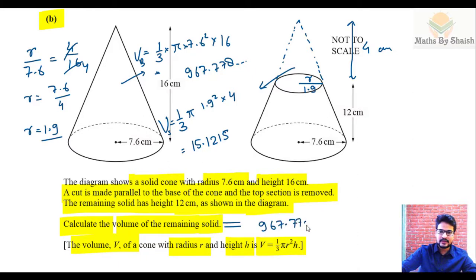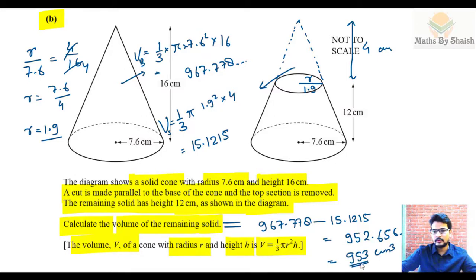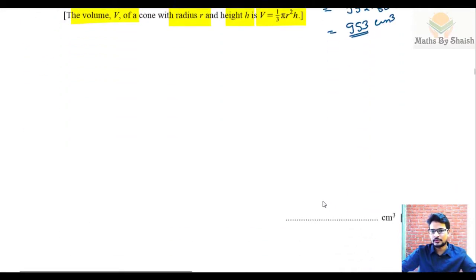So the required remaining solid volume would be 967.778 minus 15.1215. This is coming 952.656 and so on. So it can be written as 953 to 3 significant figures, and it is going to be in centimeter cube, and they must have given centimeter cube, so the final answer is 953.